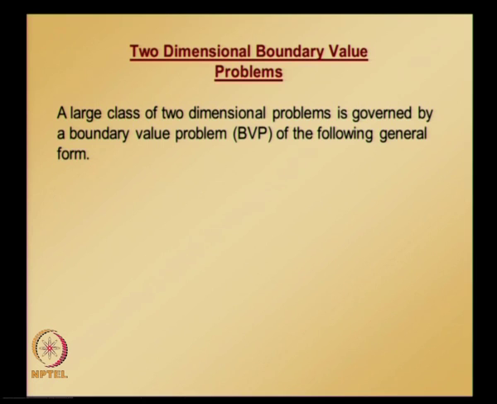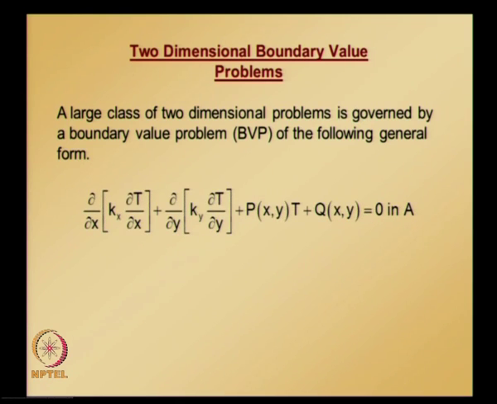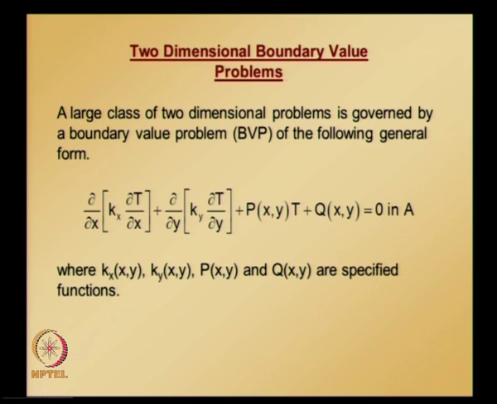A large class of 2-dimensional boundary value problems is governed by a boundary value problem of the following general form, where kx, ky, p, q are some specified functions. They can be functions of spatial coordinates or they can be constants. So this is the general 2-dimensional boundary value problem which we need to solve over the domain A, which is an arbitrarily shaped 2-dimensional domain bounded by some surface S, and T is the field variable which we are after, or T(x) is the desired solution.